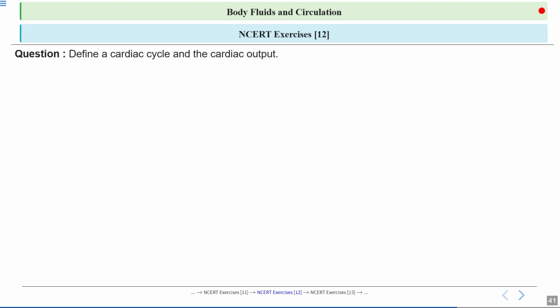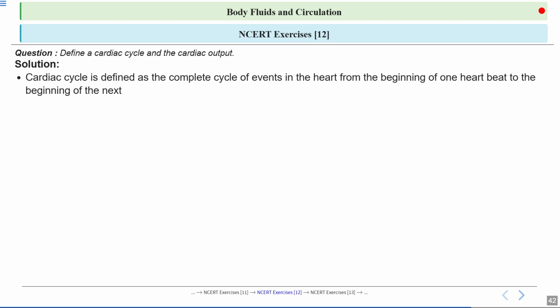Let's discuss the next question. Define a cardiac cycle and the cardiac output. What will be the correct answer here? Okay, let's discuss the answer. The cardiac cycle is the complete cycle of events in the heart from the beginning of one heartbeat to the beginning of the next.